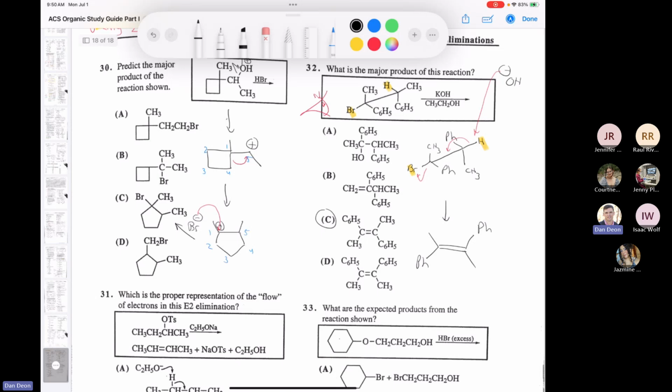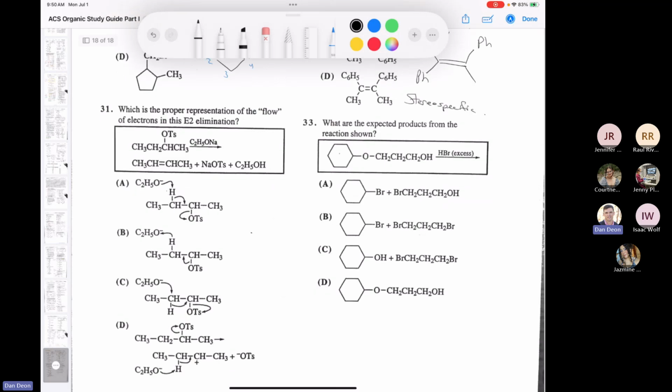So remember, this reaction is stereospecific, okay? And the proton and the leaving group have to be what? They have to be anti-periplanar.